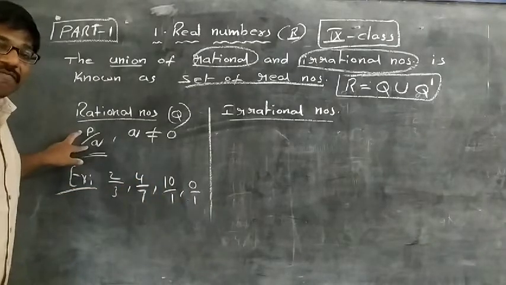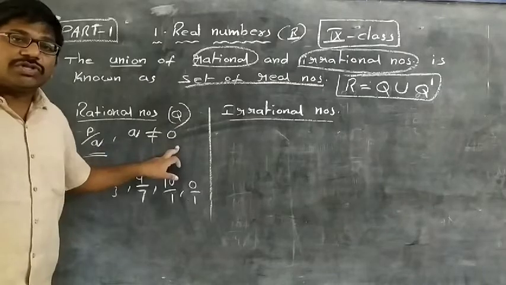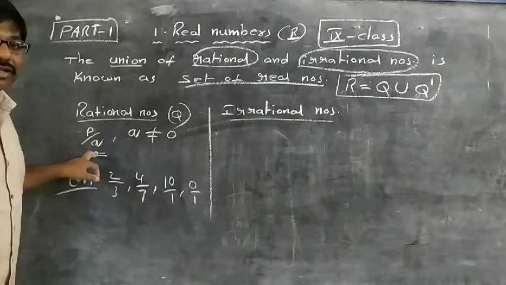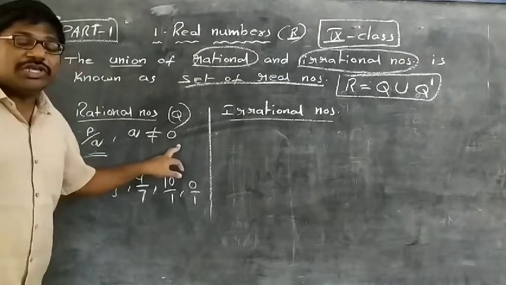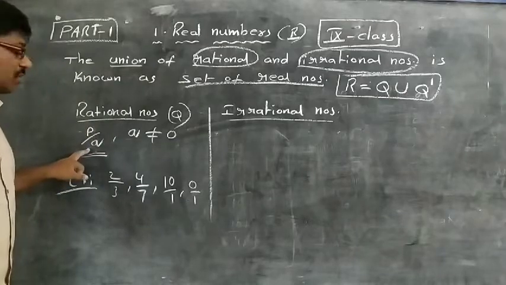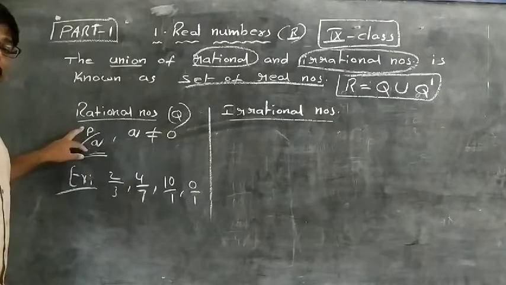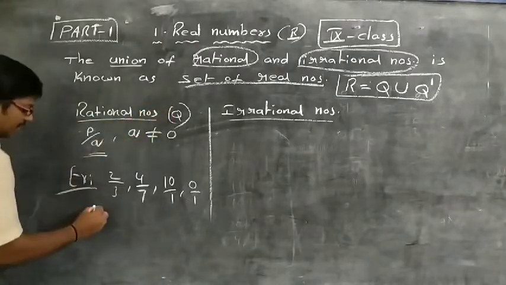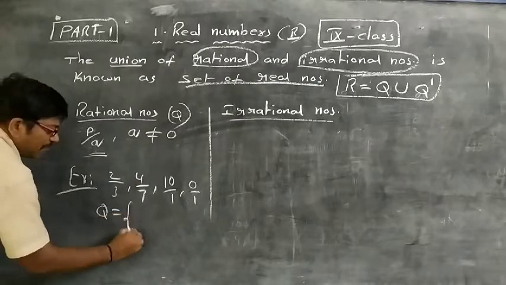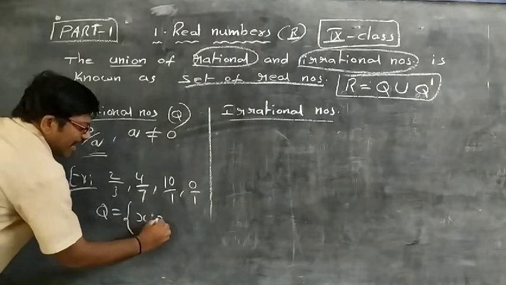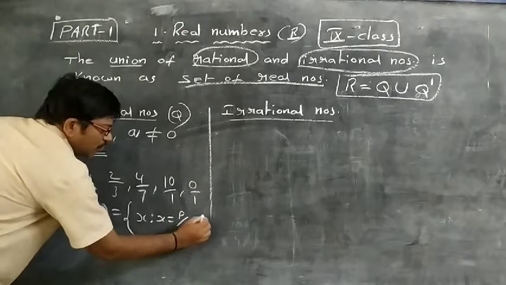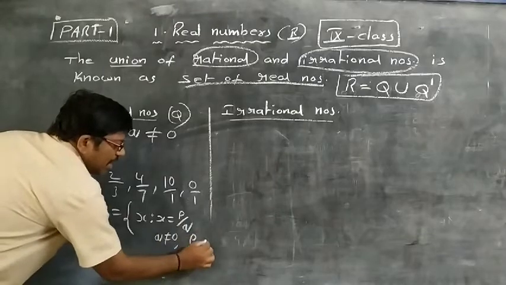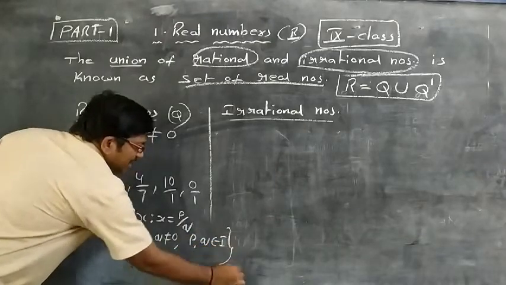Rational numbers are in the form p by q. Here q does not equal 0. Why? Because division by 0 is undefined, that's why we don't take q equal to 0. So the numbers which are in p by q form are called rational numbers. The set of rational numbers Q in set builder form is Q is equal to {x such that x equals p by q, and q does not equal 0}. Here p, q belong to integers.